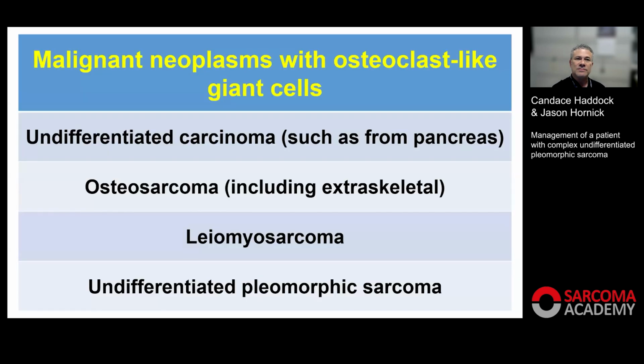Next slide. And my final point, coming back to our case, think about malignant neoplasms that have reactive osteoclast-like giant cells. There really aren't very many. Undifferentiated carcinoma, especially from the pancreas, those tumors can have lots of osteoclasts. Whenever we see osteoclasts, you should think of osteosarcoma. And the last two are leiomyosarcoma and undifferentiated pleomorphic sarcoma.